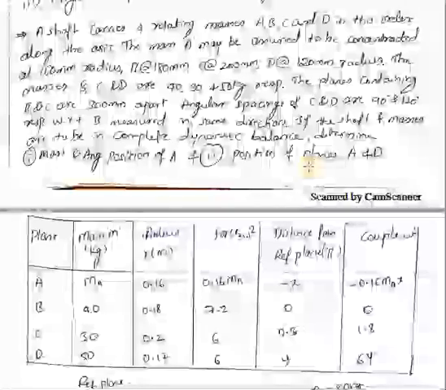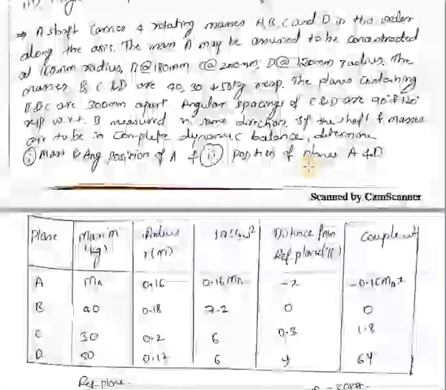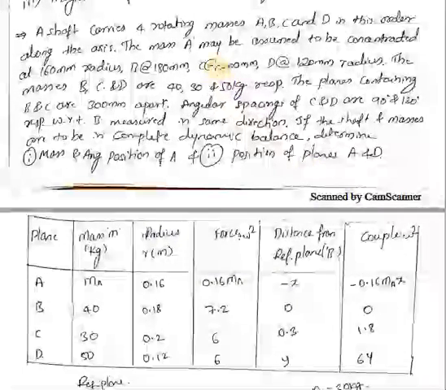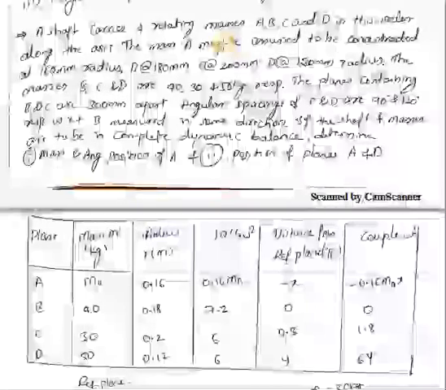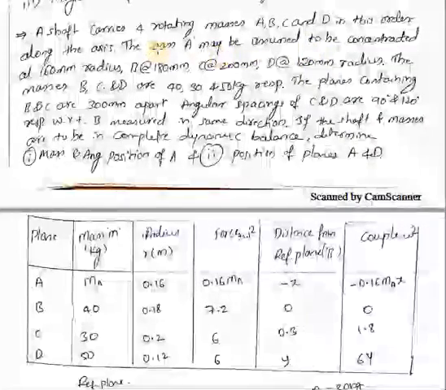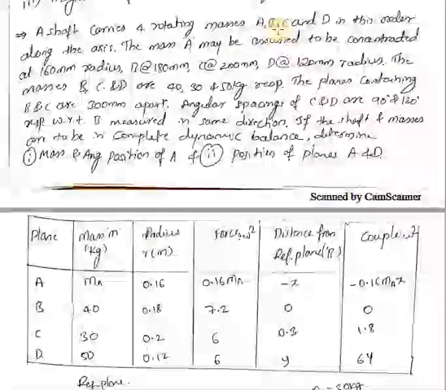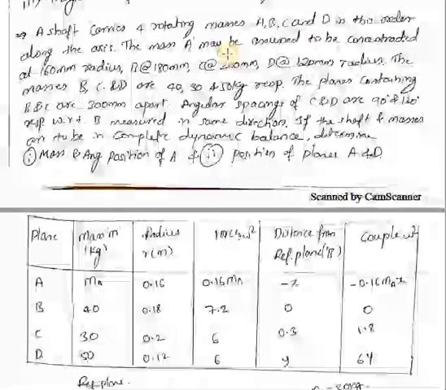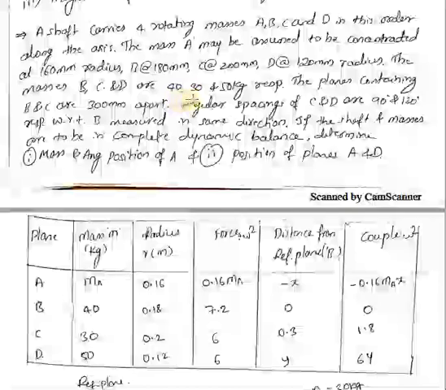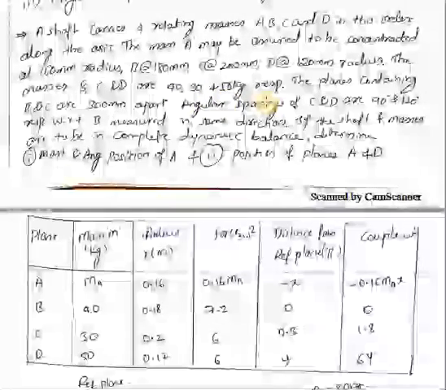Before starting with this solution, first you should understand what the given data are. In the statement he has given that there are 4 rotating masses on a shaft, A, B, C, D, and the order is the same, that is, first mass will be A, then B, C and D. Mass A may be assumed to be concentrated at radius 160 mm. That is, the radius of rotation for A, B, C and D is given. The masses B, C and D are 40, 30 and 50 kg respectively.